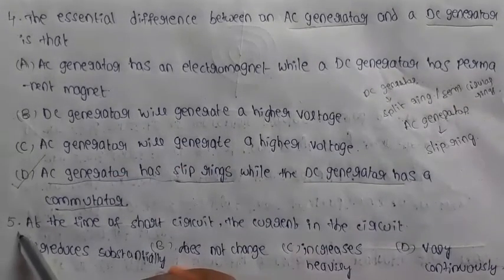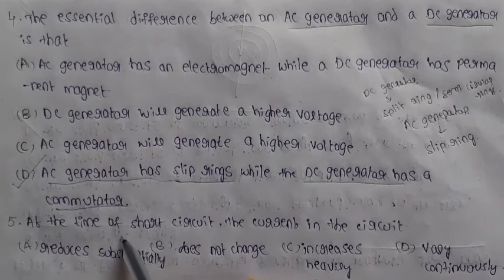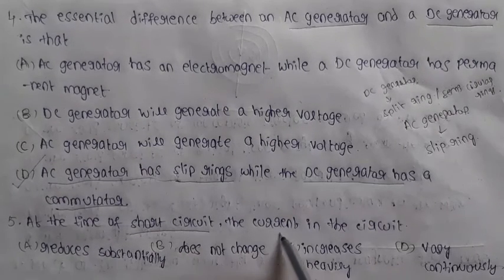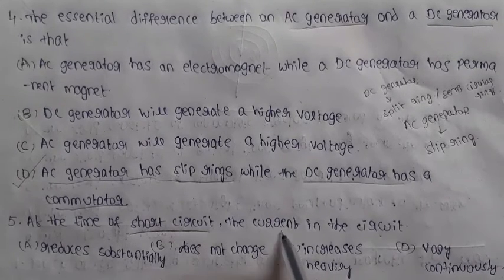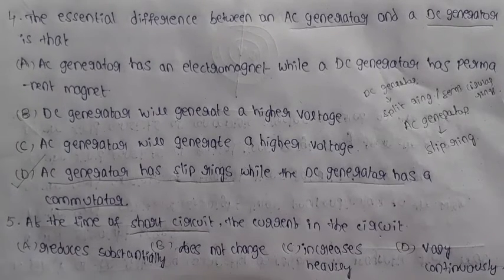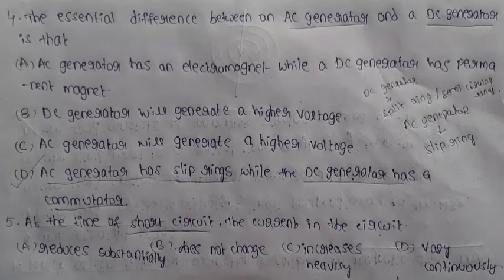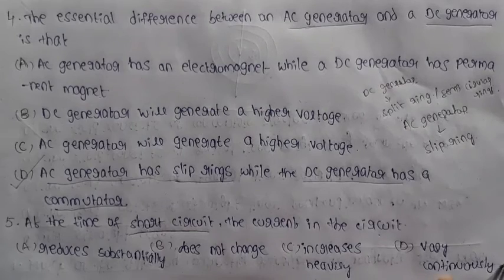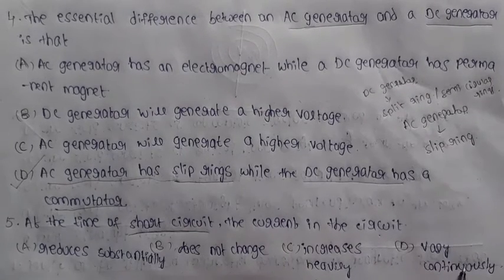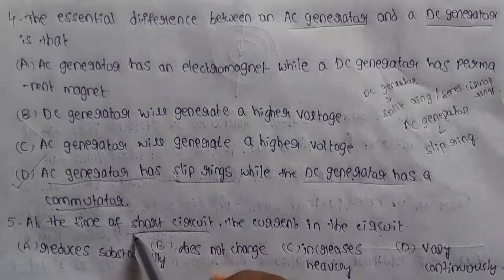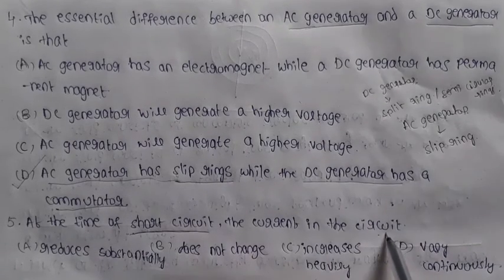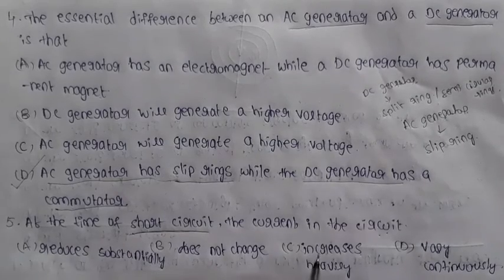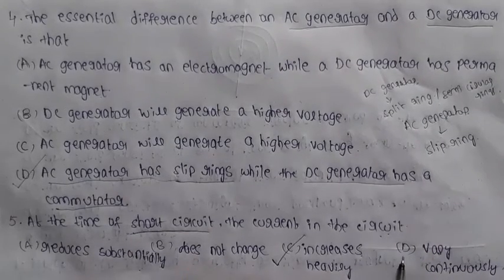Next question, fifth one. At the time of short circuit, the current in the circuit. So at the time of short circuit, how much current is flowing in the circuit? More than the limit. Suppose we are connecting 5 ampere current in that circuit. If more than 5 ampere current flows in that circuit, it causes short circuit. So at the time of short circuit, the current in the circuit increases heavily. So see the options. So option C is the correct answer.